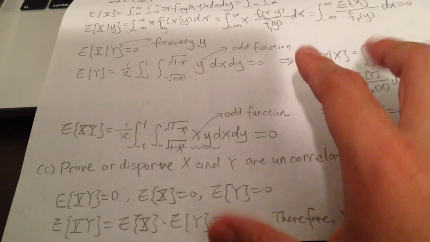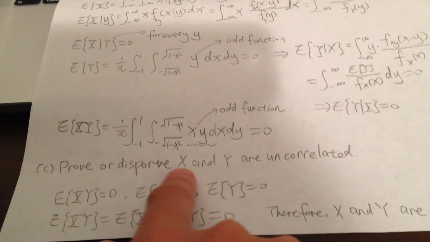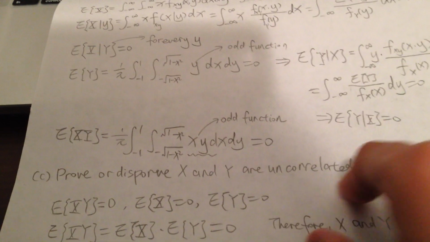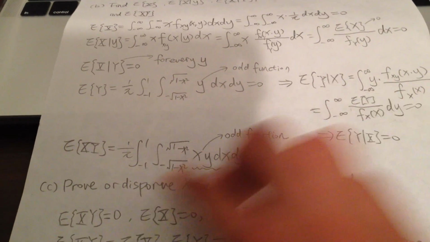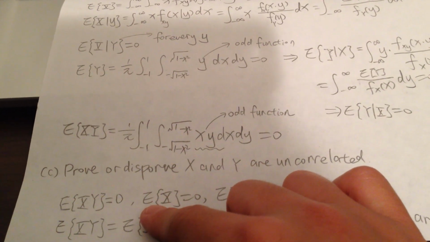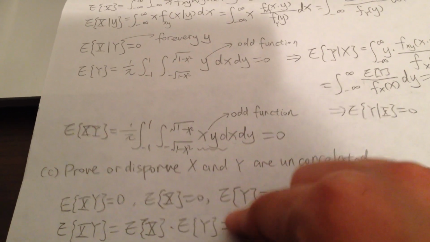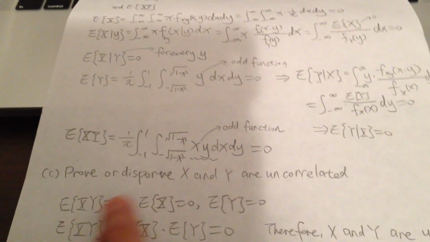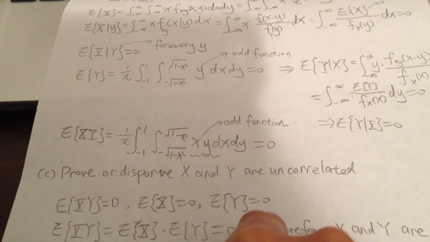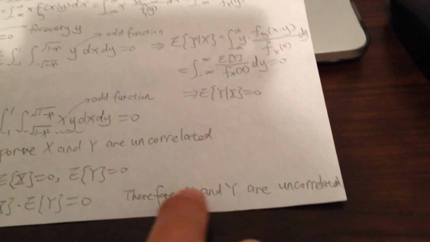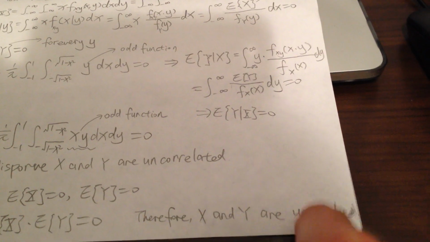For part C, we need to prove or disprove that the random variables x and y are uncorrelated. We need to know the value of the expectation of XY, as well as the expectation of X and the expectation of Y. We already did these in part B, and all of them are equal to 0. So this equation holds, which means the random variables x and y are uncorrelated.